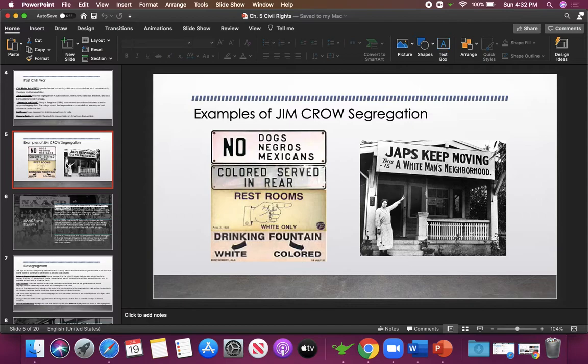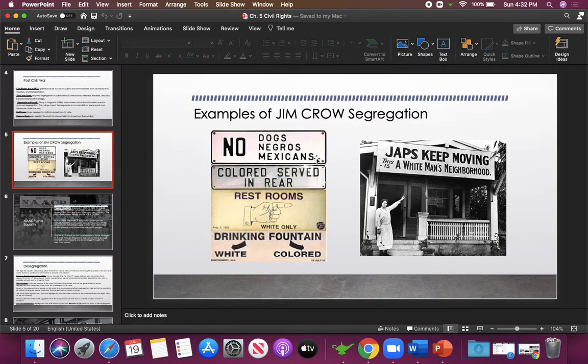And this is what Jim Crow looked like. In most southern places, you would see signs like this that would say you can't come in here, or that you would be served in a separate part of the restaurant, or use separate restrooms and drinking fountains. And it wasn't just applied to African Americans.